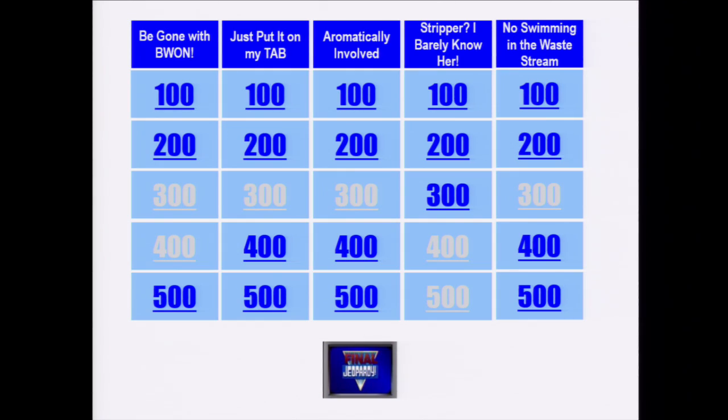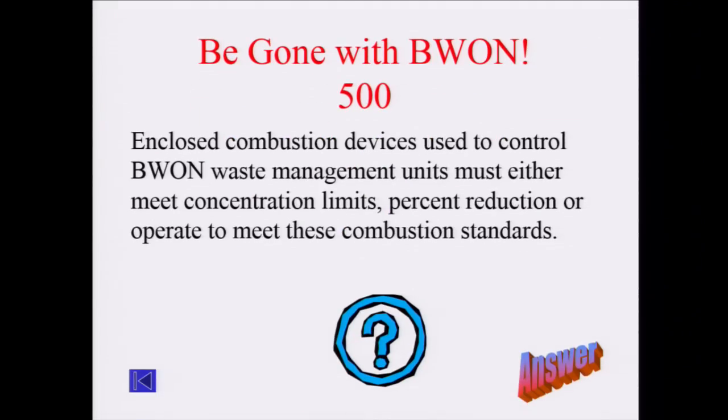I'll be super kind to you guys on a question here. Go with BWON for 500. Enclosed combustion devices used to control B1 waste management units must either meet concentration limits, % reduction, or operate to meet these combustion standards. This is probably one of the hardest ones.